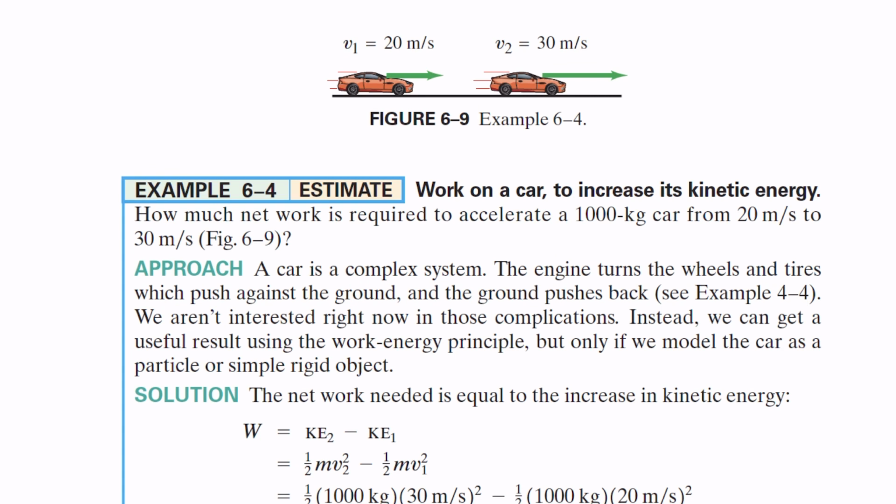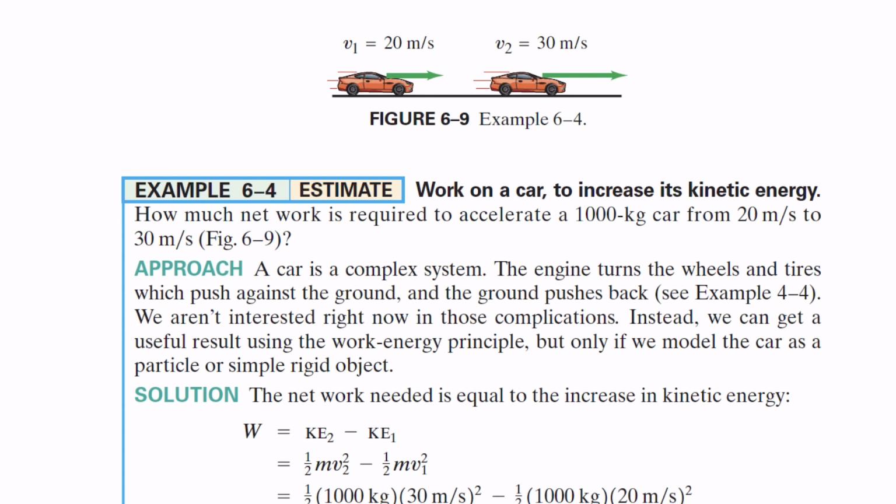So the question is this: how much net work is required to accelerate a 1,000 kilogram car from 20 meters per second to 30 meters per second? The approach that you should take here is to consider the car to be a simple object, because obviously a car is not that simple of an object. But if we just want to consider the car as a single object, as a whole system, then we can apply very simple physics to it, including the work energy principle.